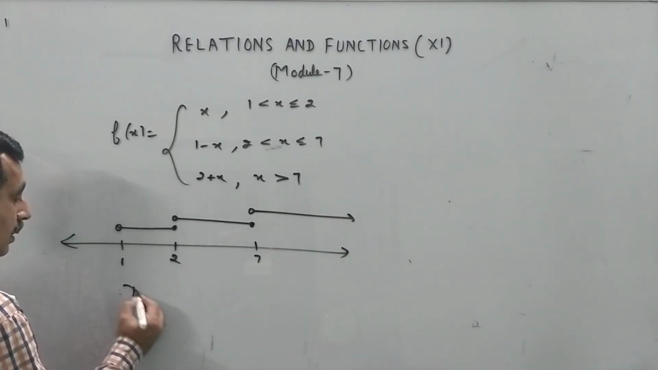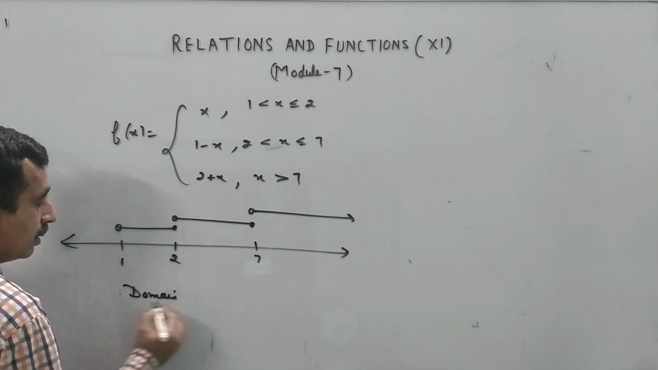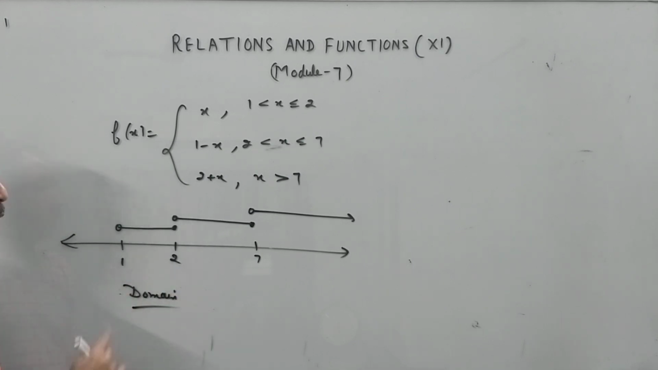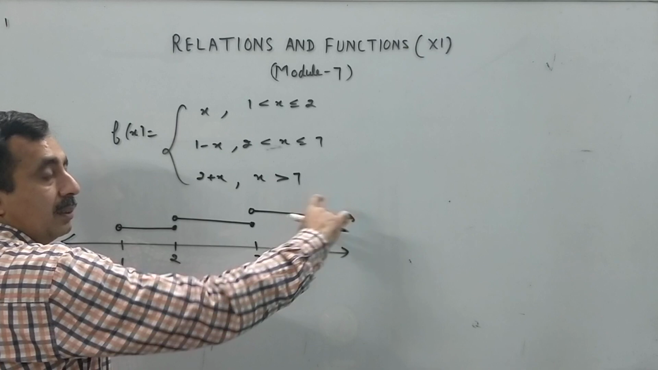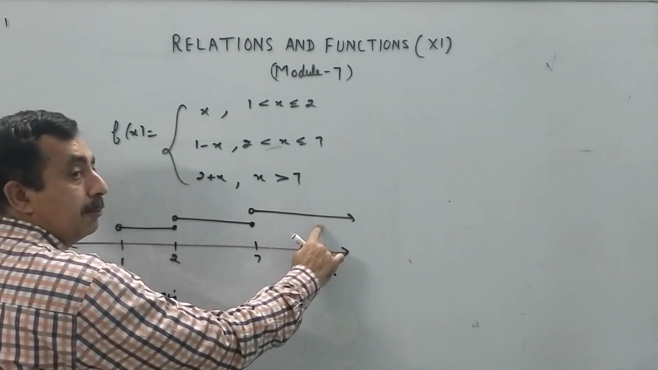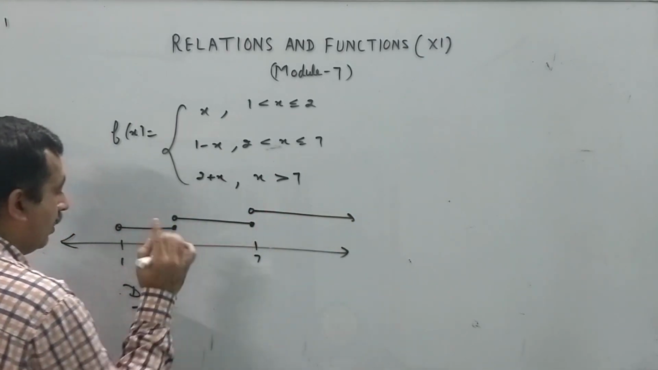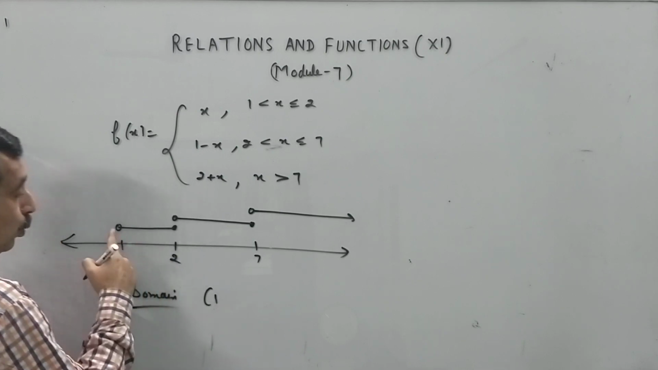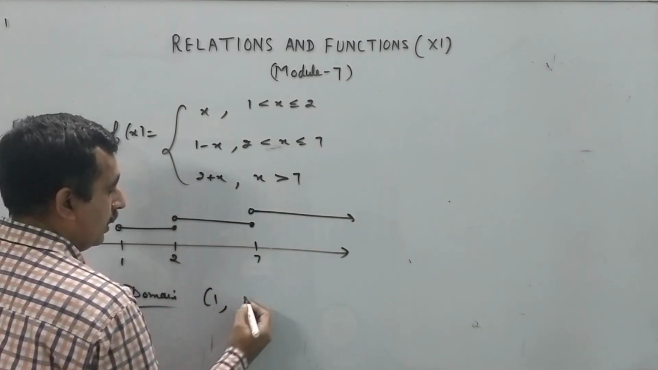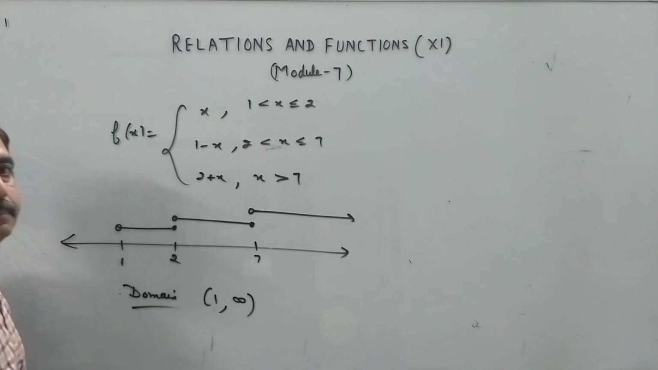And for the domain, we have to find the union of this: the first part, second part, and third part. The union of this is from 1 open to infinity. This is true.